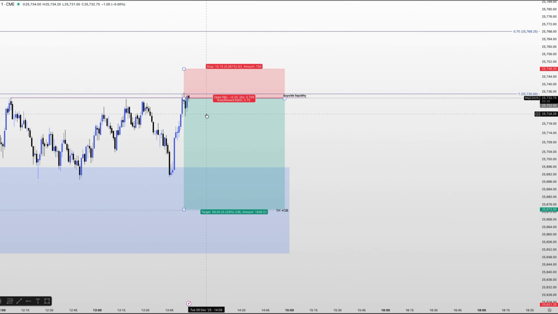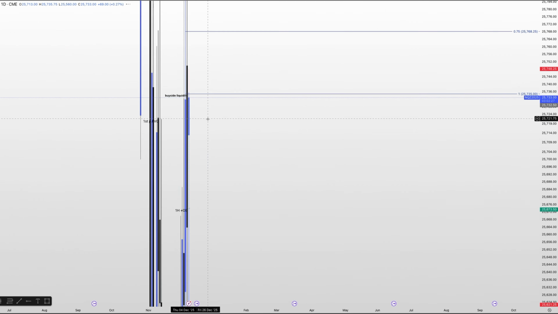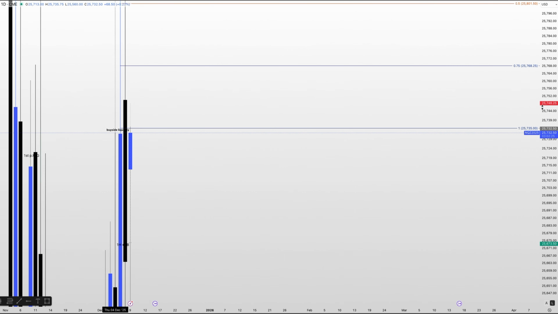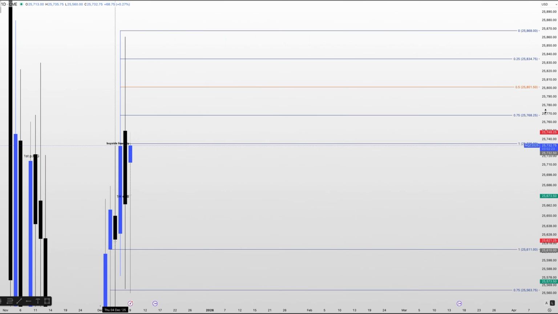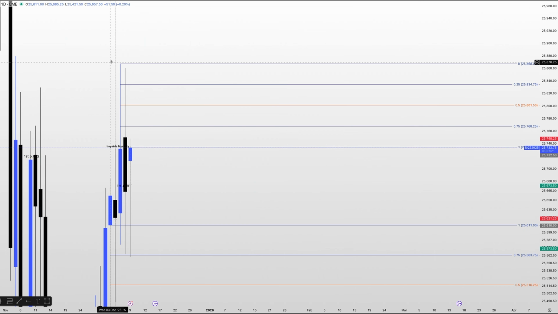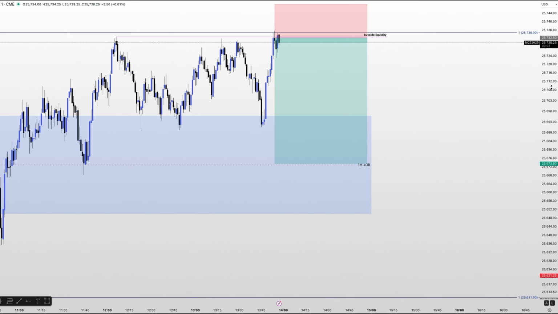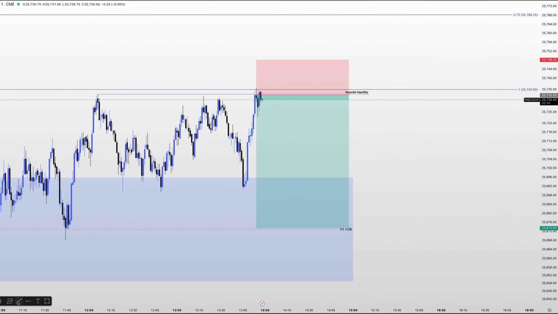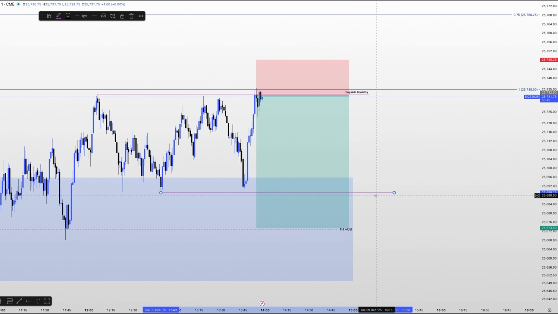Taking out this buy side. On the daily chart, we wicked into this premium daily wick. I have it graded here. And that was the level that we wicked into here, the low of that wick. Sell side here.